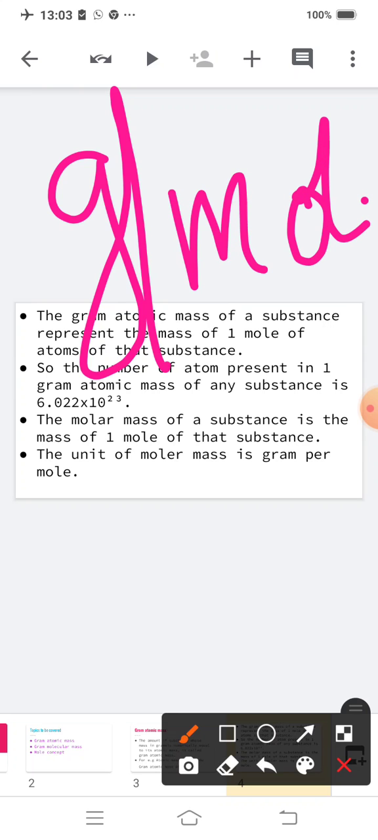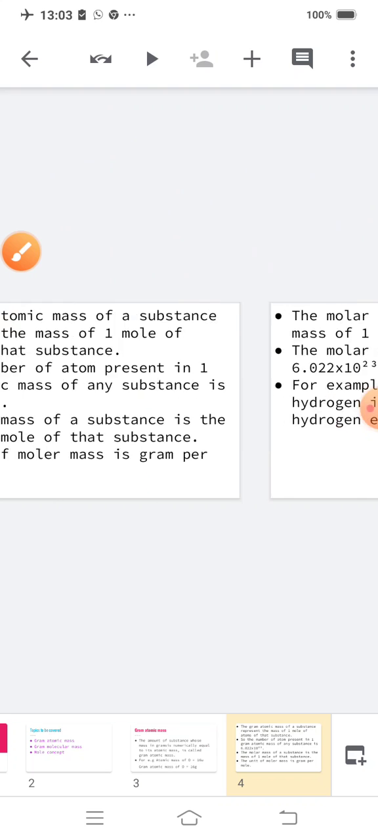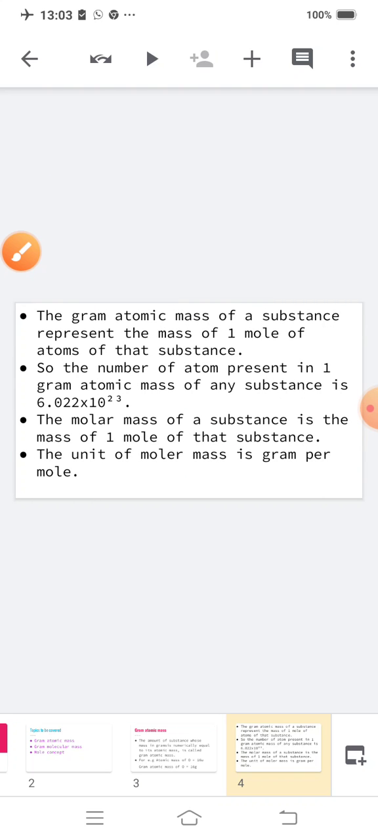Is this clear? I am reading this slide once more. Listen carefully. The gram atomic mass of a substance represents the mass of 1 mole of atoms of that substance.